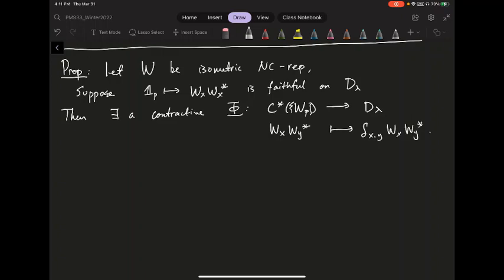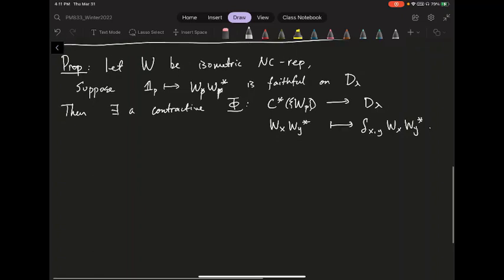So this is kind of a standard technique in proving amenability these days. Suppose I have an isometric covariant representation, let's call it W, and recall every such representation induces a representation of the diagonal algebra, basically sending the 1_p to the range projection, W_p W_p star. Suppose this representation is faithful on the diagonal algebra. We have a characterization of when it's faithful: basically multiply a bunch of projections, and if it's non-zero, then it's faithful.